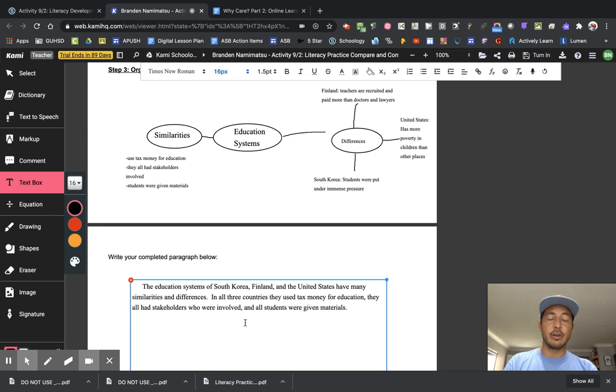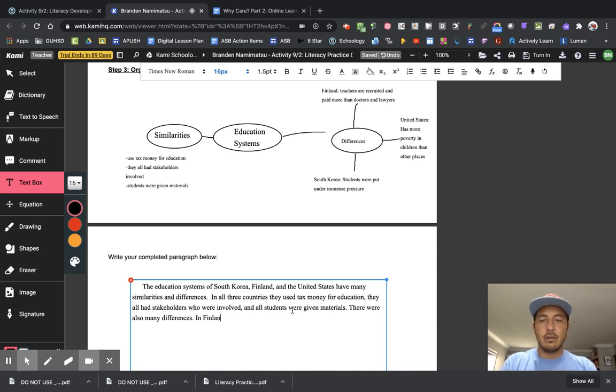Now, remember that in South Korea they had to pay for their tutoring, but nonetheless, they were all given materials inside of public education. Am I done with this paragraph yet? Absolutely not. I have not talked about the differences. So let's look at the differences. There were also many differences. And if some of you are like, hey, that kind of sounds like a topic sentence again, Mr. Amatsu. Yeah, it's kind of like what we call a transitional sentence within this paragraph.